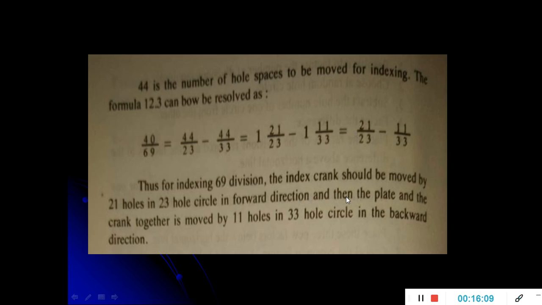And then the plate and the crank together are moved by 11 holes in the 33 hole circle in the backward direction, or reverse direction. So if you do it like this, exactly 69 teeth are going to be formed. I hope you are clear with this.